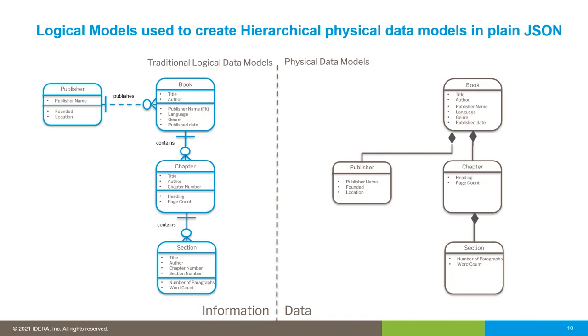Now in our JSON structure, we're going to have one single top level entity that represents the array of objects, in this case, book. And we're then going to take the other concepts or objects in the model, and we're going to create those as substructures within our book. So for each book, we want to know the publisher. So we'll create a sub item for the publisher, with the publisher name, when it was founded, and the location, likewise with the chapter and the section.